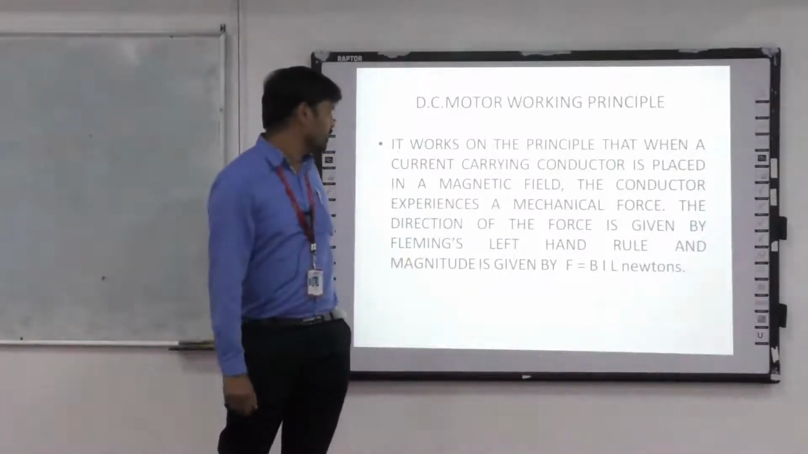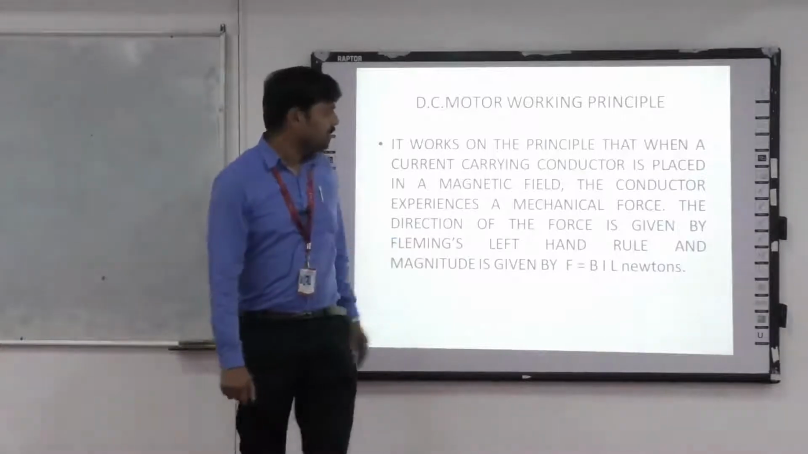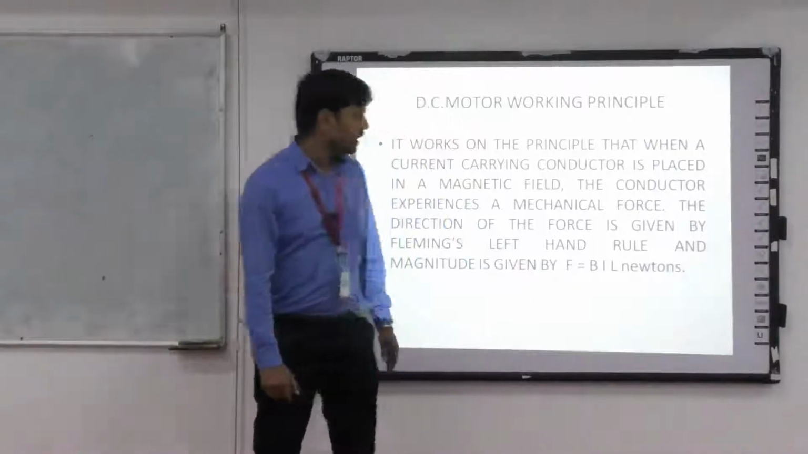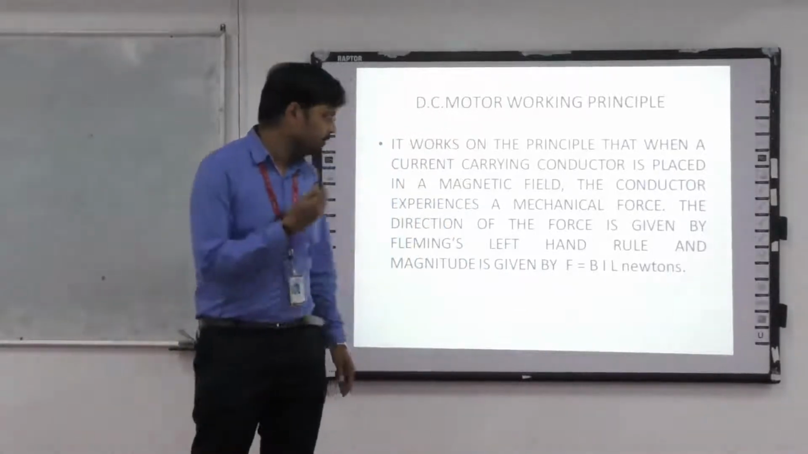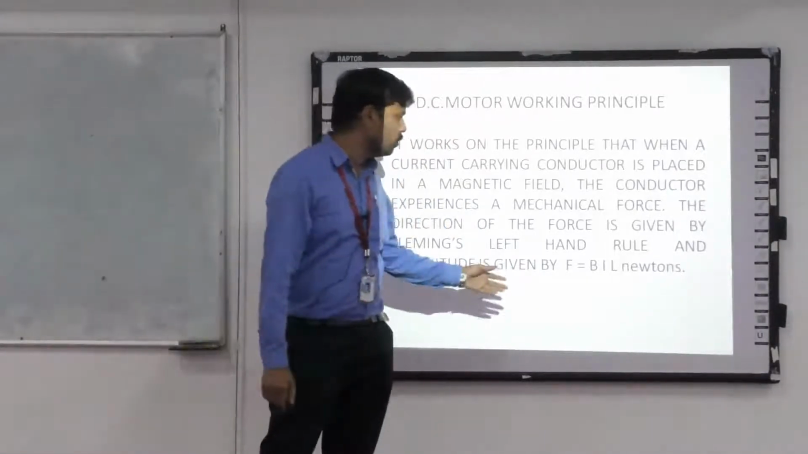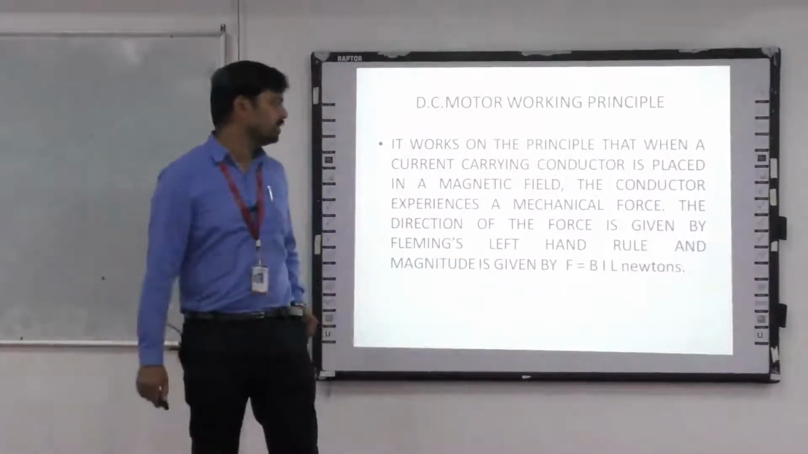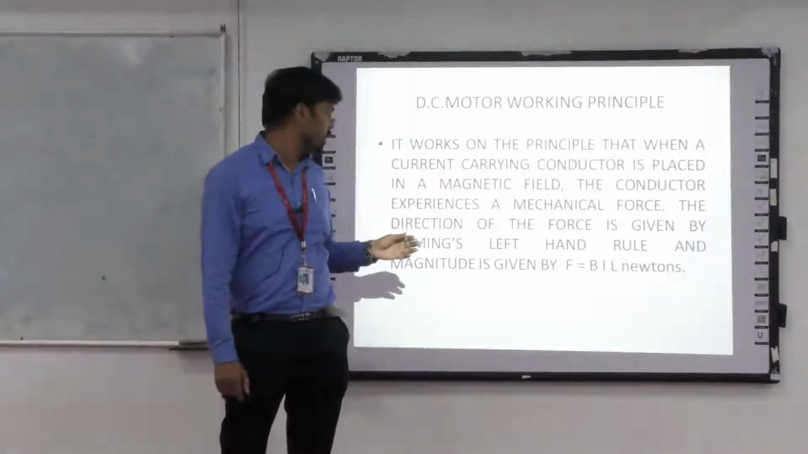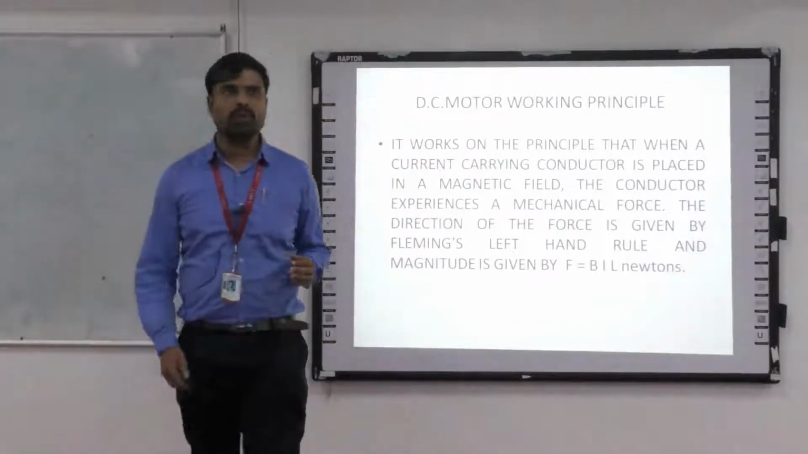The force depends on the magnetic flux density, the current, and the length of the conductor. F is equal to BIL. The force is measured in Newtons. The direction is found by means of Fleming's left-hand rule.